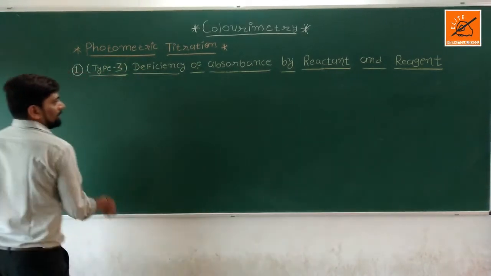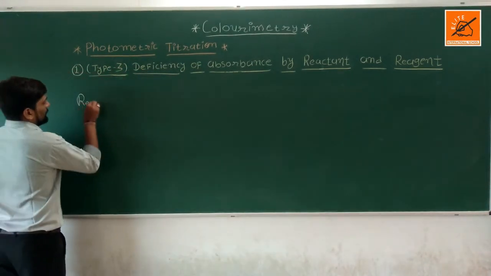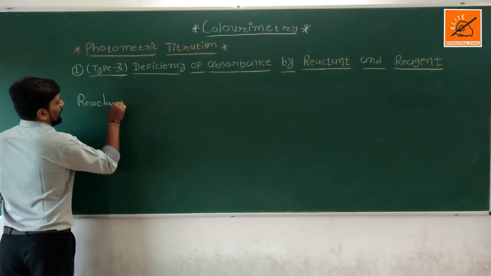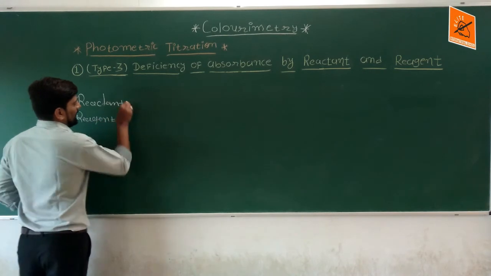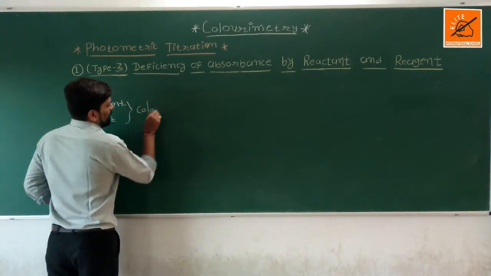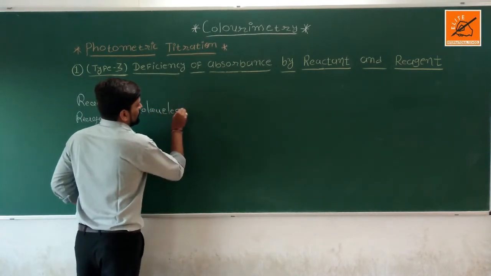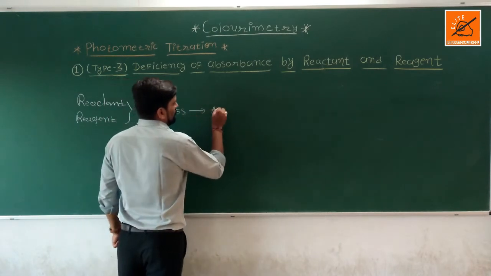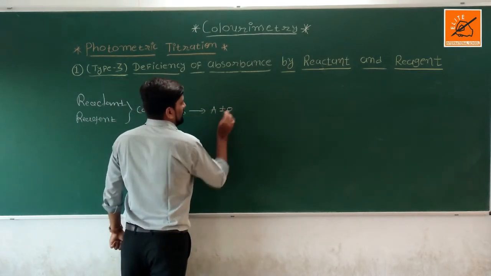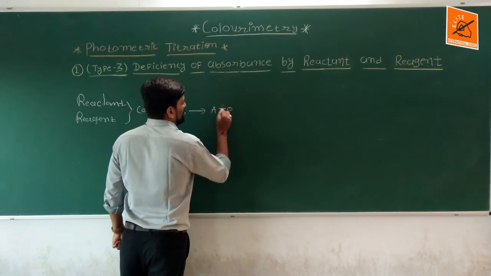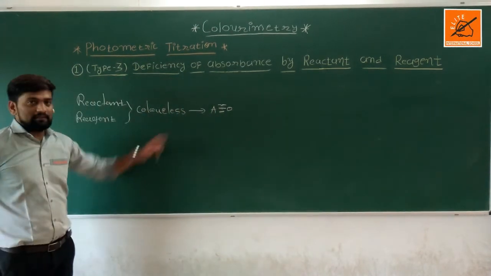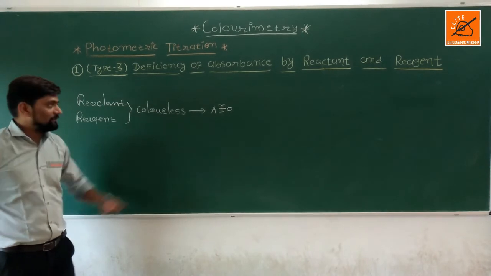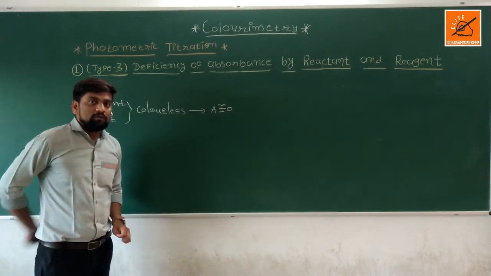So here the reactant and reagent both are colorless compounds, so they do not give an absorbance value. So the absorbance is approximately 0. It means a colorless compound does not absorb light. That's why the absorbance is equal to 0.